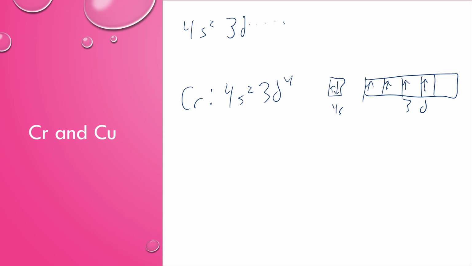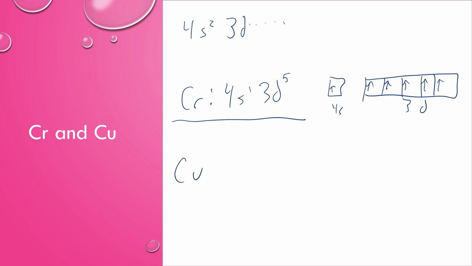it actually winds up being more stable for the extra electron from that 4s to go ahead and fill in the 3d. And that's because then each electron has its own separate orbital, and you have fewer of those electron-electron repulsions, so it winds up being more stable for chromium to do 4s1, 3d5. And so you definitely need to know that about chromium.